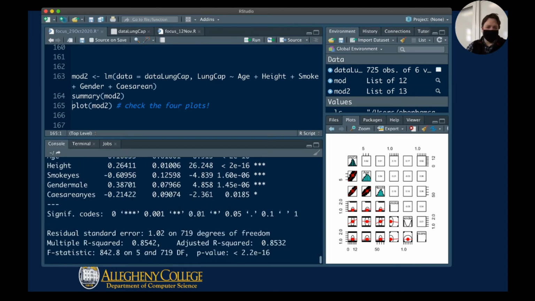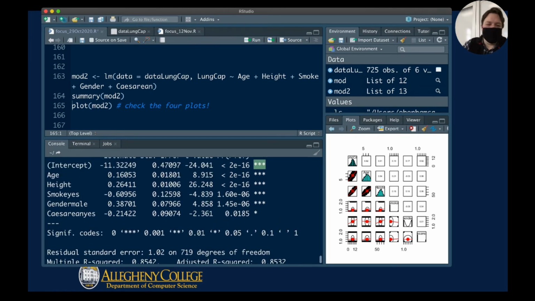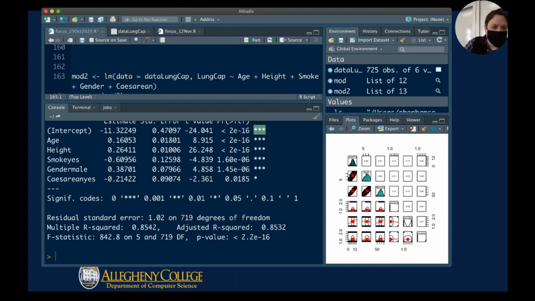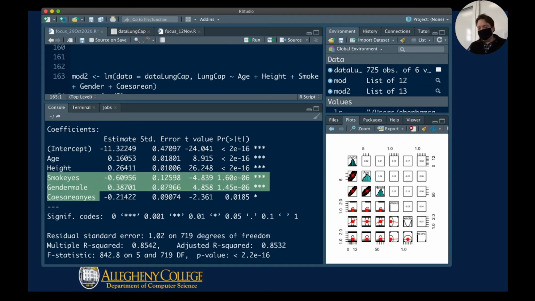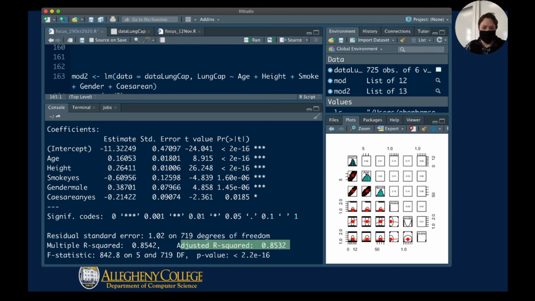But remember that when we made this model before, where we threw in just age and height, we had an 84% adjusted R squared. Well, look at this. I've just thrown in whether they smoke, what their gender is, and whether they were born Caesarean, 3 more variables, and it's made this go up basically 0.5%. It hasn't actually affected the adjusted R squared that much.